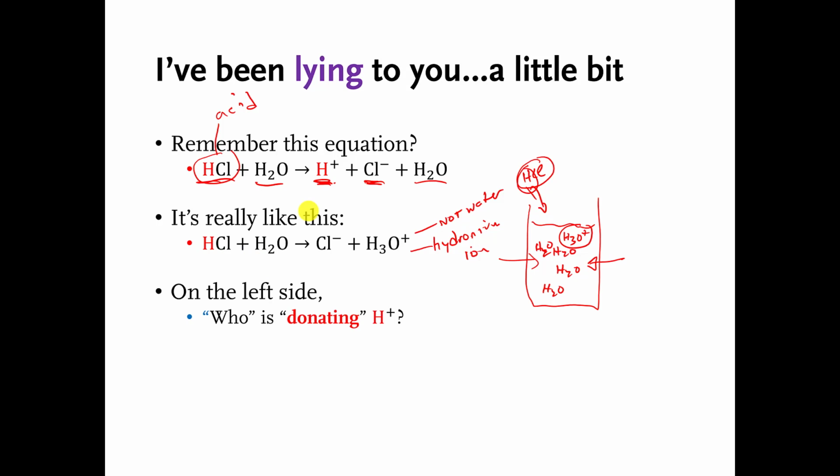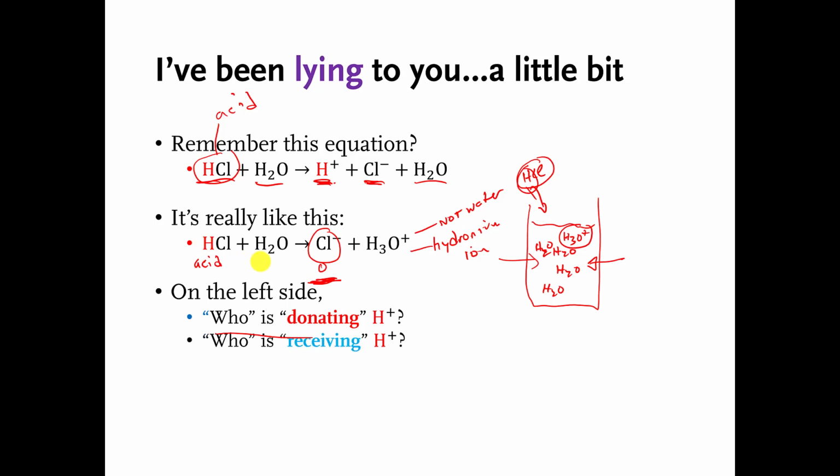Okay, let's look at this equation a little bit more. On the left side, who is doing the donating? Who is donating the H plus? Well, this is doing the donating because it starts with 1 H, ends up with 0. So this stuff must have donated, right? It doesn't have any on the right side of the equation. So this stuff must be the acid. Maybe you can see where I'm going with this.